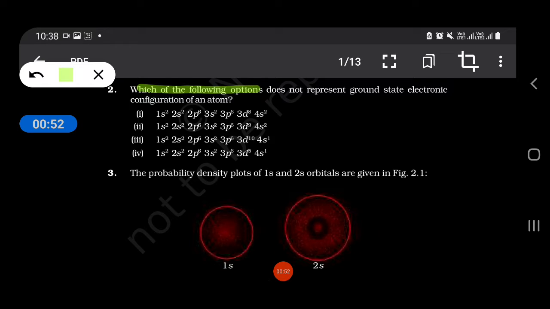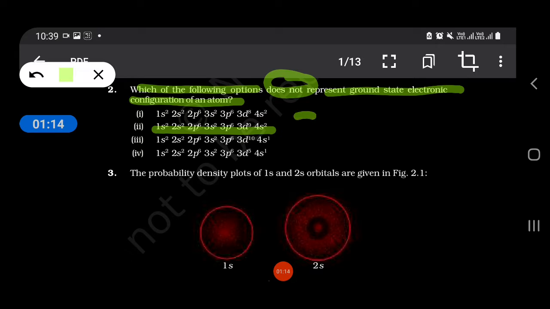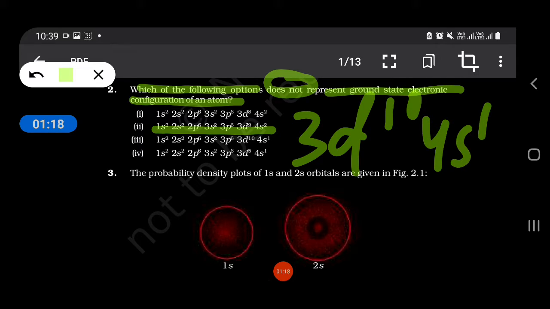Which of the following options does not represent ground state electronic configuration of an atom? So our answer is 2, as you can see. 1s2, 2s2, 2p6, 3s2, 3p6, 3d8 and 4s2. And in these options 1s2, 2s2, 2p6, 3s2, 3p6, 3d9 and 4s2. It can't happen because it will be 3d10 and 4s1.